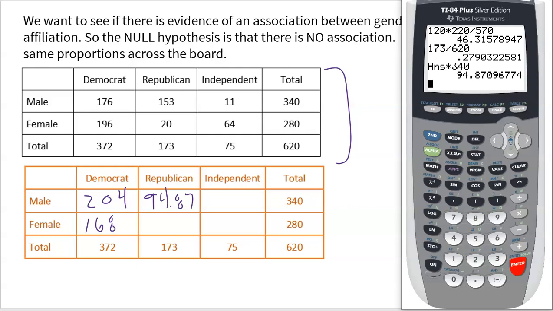And the same thing with the females. Now again, you could do the total first, then multiply by the total males and females, or you could follow the formula. So let's just do it: 173 is the column, 173 times the row, 280, divided by 620. So this is really the same thing. The 173 out of 620, that's the 28-ish percent of people that are Republicans, and then I'm multiplying it by the 280 to get the females. That should be 78.13.